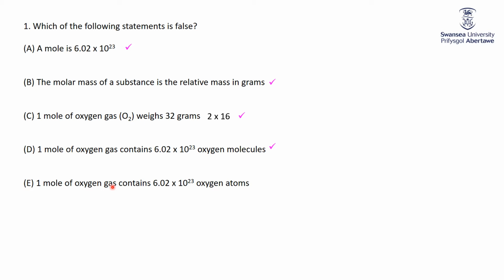No, because the gas is not oxygen atoms. The gas that we measure out, the gas that we observed, is a molecule containing 2 oxygen atoms. Thus, 1 mole of oxygen gas would actually contain 2 times 6.02 times 10 to the 23 oxygen atoms. So therefore, E is the correct answer because that is the false statement.